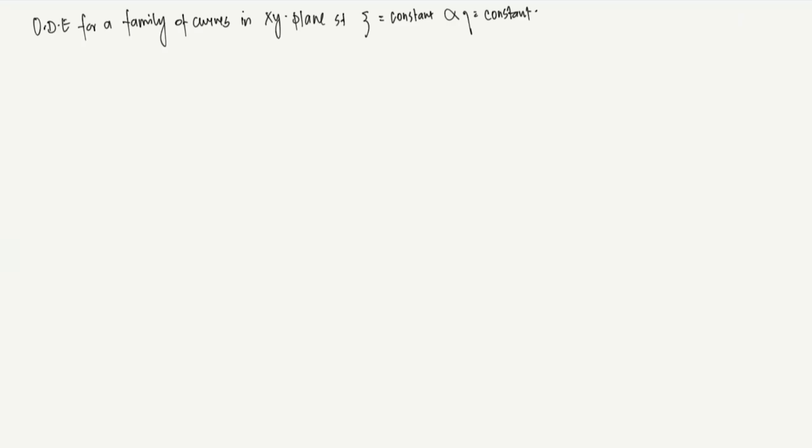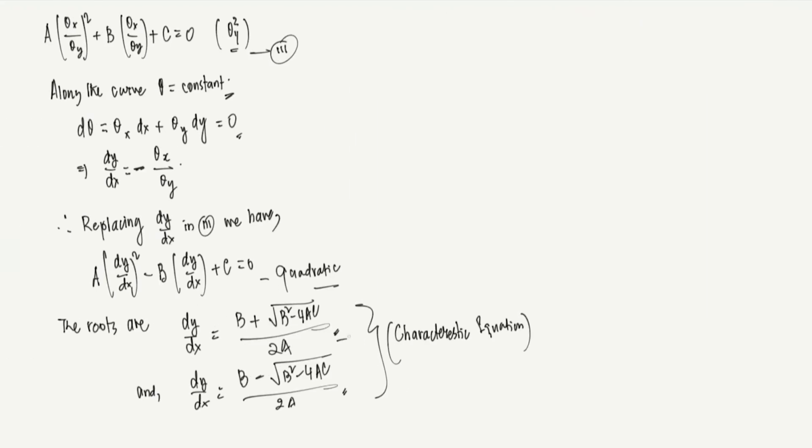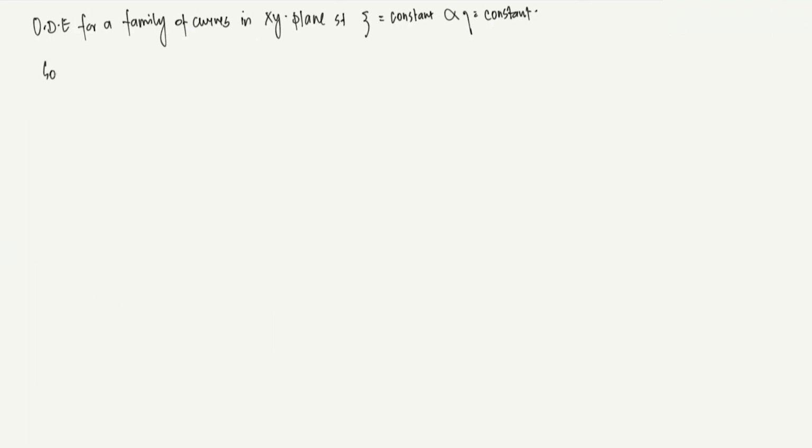Now, of course, you can solve this. Let's call this 3, this 4, and this 5. So we can solve 4 and 5. Solving 4 and 5, we have phi1 of xy equals c1, a constant, and phi2 of xy equals another constant, c2.